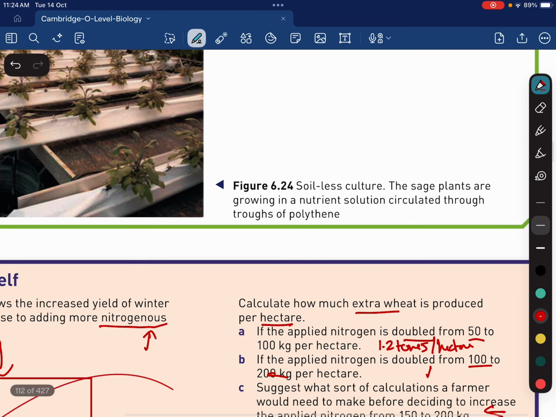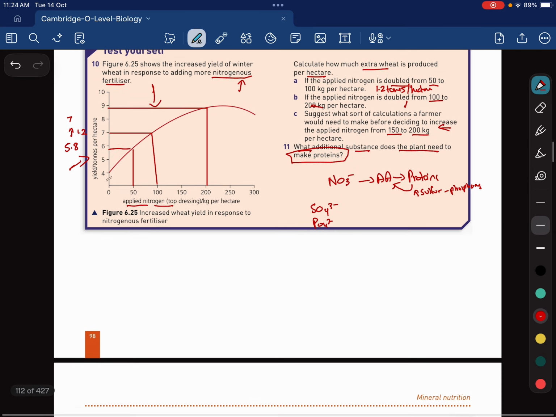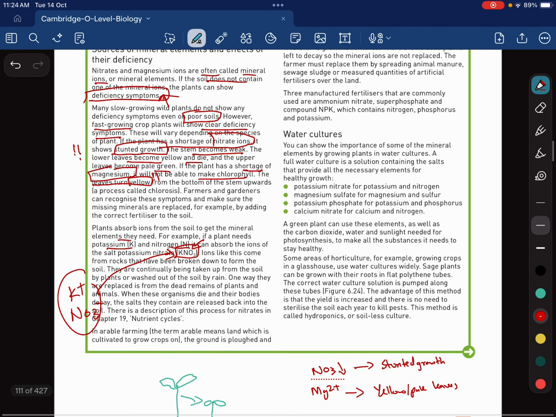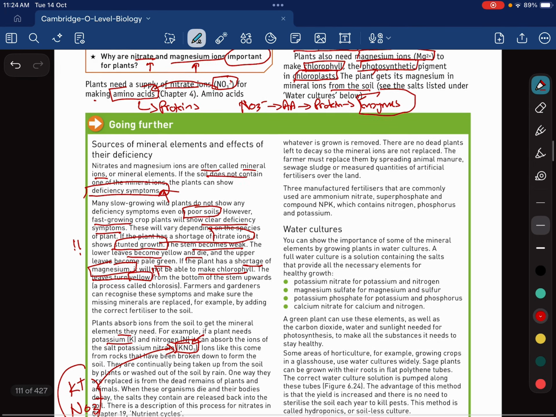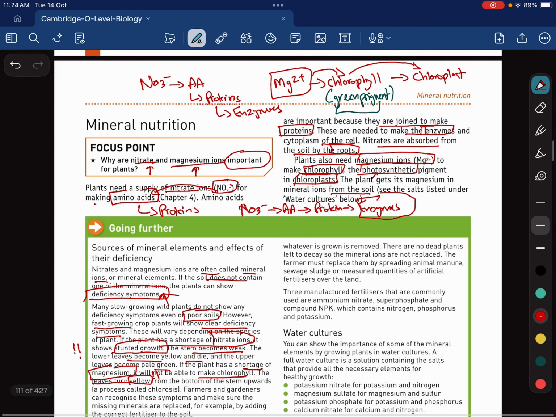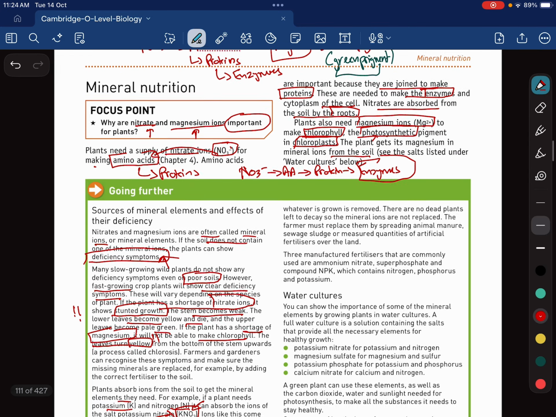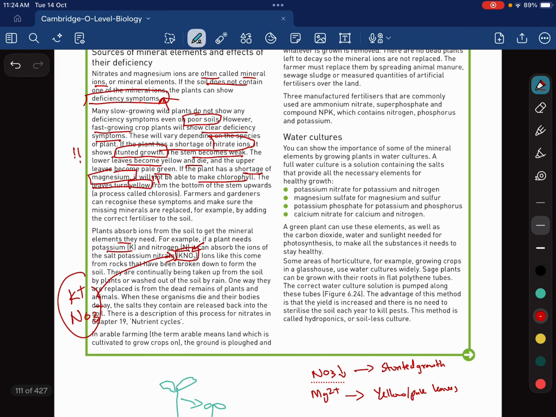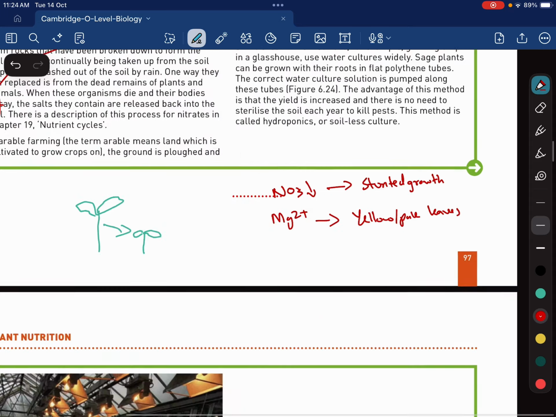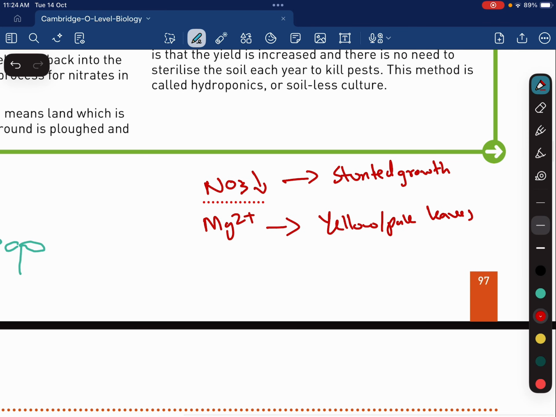So that's basically it for mineral nutrition. I hope you guys enjoyed. Hope these concepts were clear. These are just some things you need to know. Why nitrate ions are important, magnesium ions important क्यों हैं, अगर इनकी deficiency हो जाती है कौन कौन से symptoms हमें मिलते हैं, right? Over here as we can see, nitrate ions अगर कम हो गए तो stunted growth मिलती है, magnesium ion अगर कम हो गए तो yellow pale leaves हमें मिलते हैं.